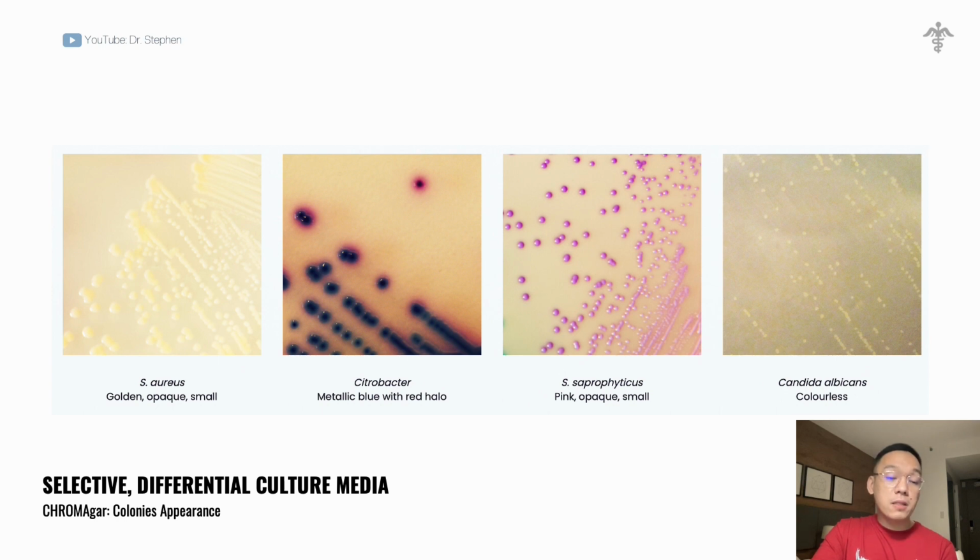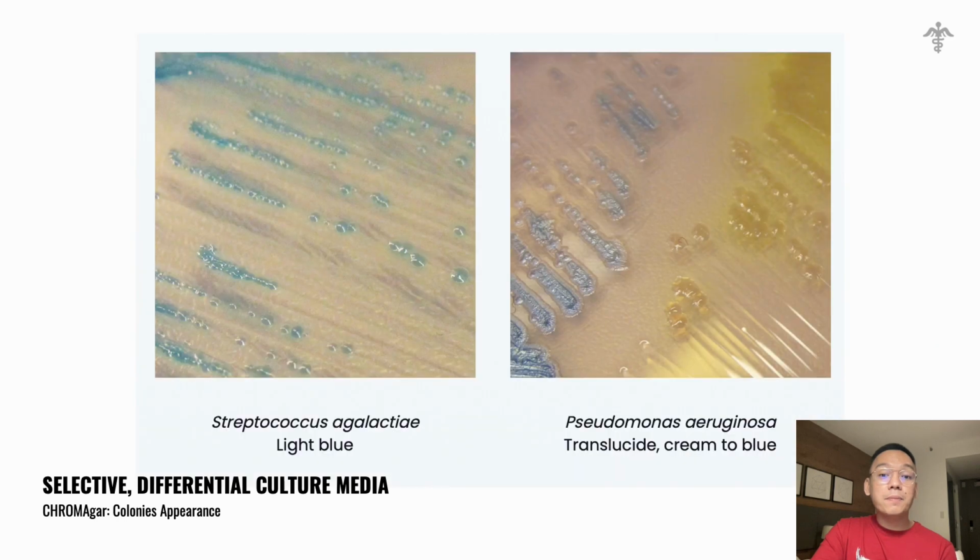golden opaque small for S. aureus, metallic blue with red halo for Citrobacter, pink opaque and small for S. saprophyticus, colorless for Candida albicans, light blue for Streptococcus agalactiae, and translucent cream to blue for Pseudomonas aeruginosa.